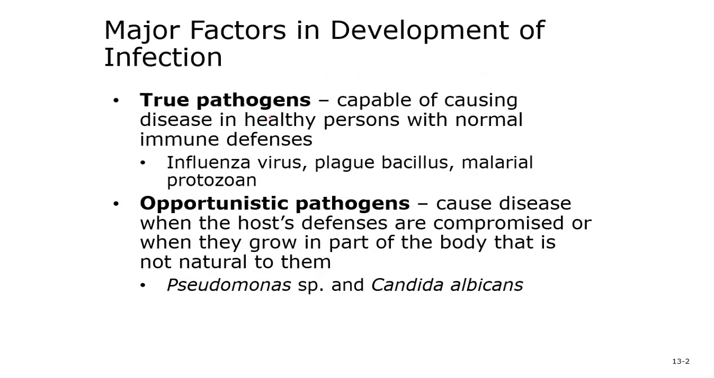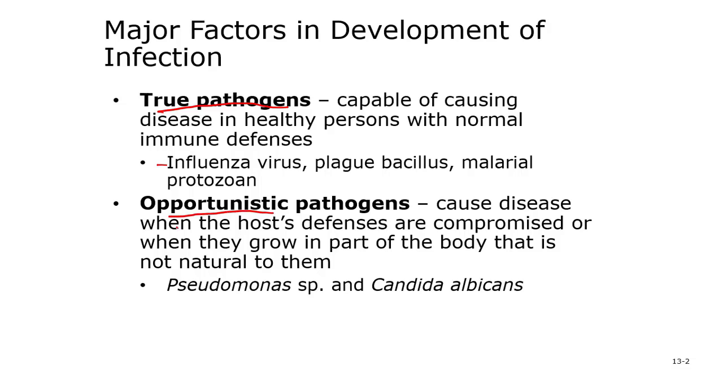A true pathogen is a pathogen that can infect anybody, whether they're healthy or immunocompromised. So, for example, influenza virus could infect anybody. Malaria could infect anybody. So, a true pathogen infects someone healthy or immunocompromised.